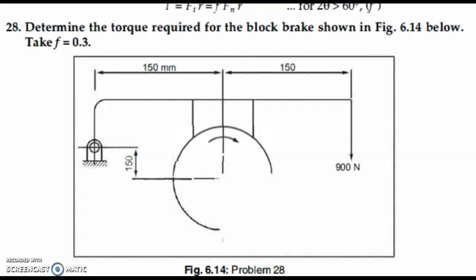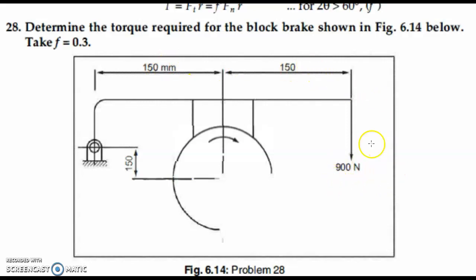The drum is rotating in the clockwise direction, and the distances are given. The distance from the center of the drum to the fulcrum is 150 mm, this distance towards the left, and the distance from the center of the drum to the pulling force is 150 mm. So both distances are the same, 150 mm.